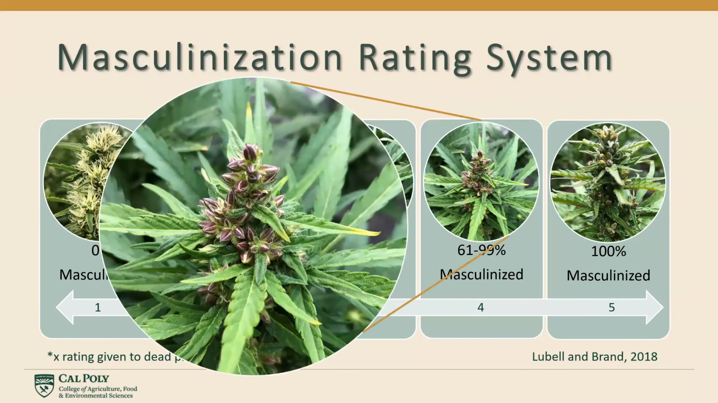It's important to note the difference between a 4 and a 5 rating. A 4 may look like a 5 with almost 100% masculinized female flowers. But if you take a closer look at this example, there's still some female flowers lingering, as you can see with the white hairs.